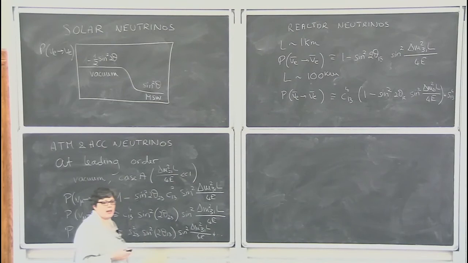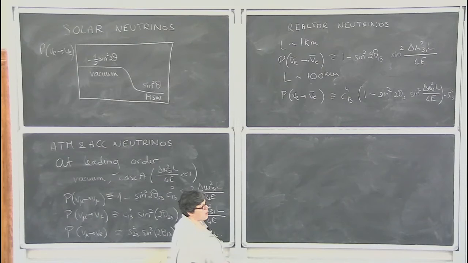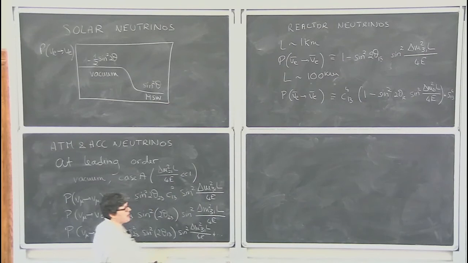The other regime is when the distance is much longer. This is KamLAND. In this case, instead, you are very sensitive to the delta m squared 2-1, and this is the way in which KamLAND provided a very precise measurement of the delta m squared 2-1, around 7.5 10 to the minus 5 eV squared. And then finally, accelerator neutrinos.